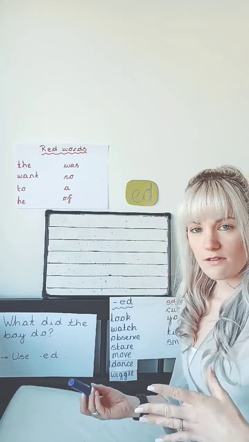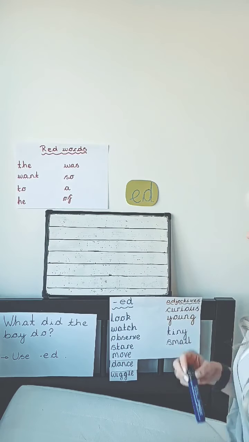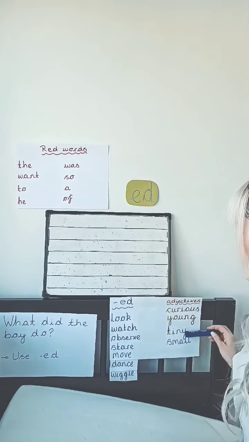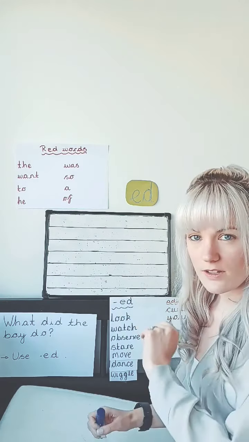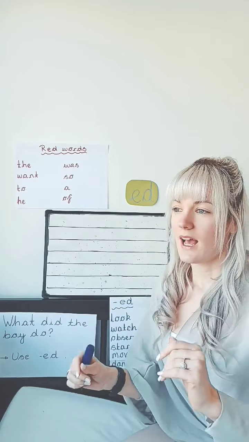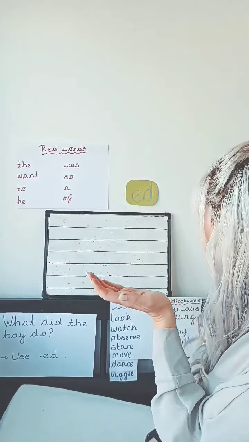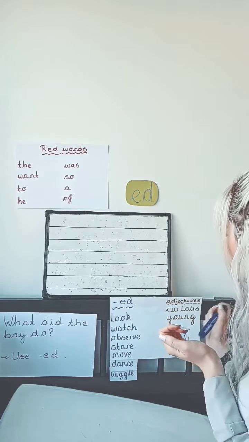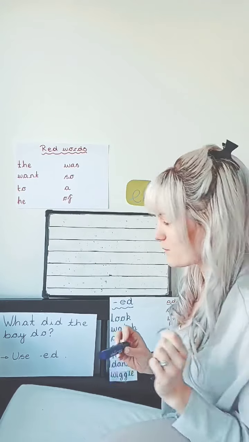So, to describe our boy, we have curious and we have young. We could even use tiny and small. Now, our focus photo that we're looking at has a little tiny animal in it from the beach. So we could also use tiny or small in our sentences as well to describe that little animal.